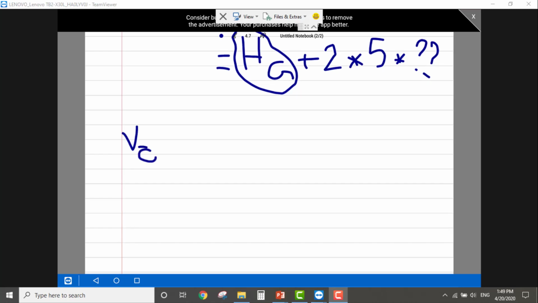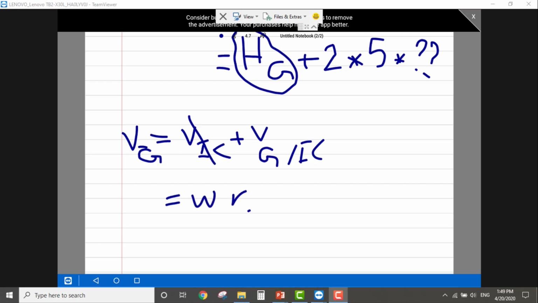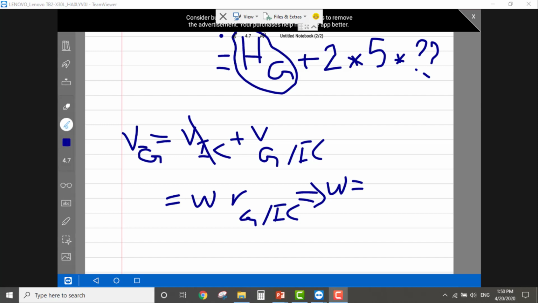Vg of the centroid is equal to VIC again. I'll benefit from IC plus Vg with respect to IC. This term is equal to 0. Then we have omega multiplied by Rg with respect to IC. Then Vg is equal to omega, we could calculate it earlier, which is 0.578.